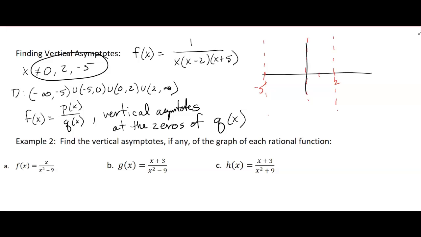There's one little thing I have to mention though. There are no common factors of P of X and Q of X. So we talked about those situations where something might cancel. And that's a different situation. We're not ready to talk about that yet.